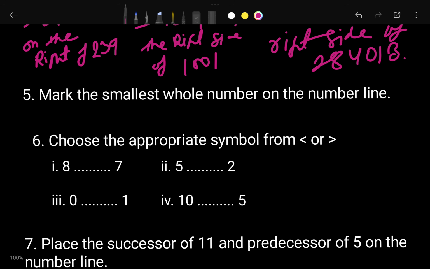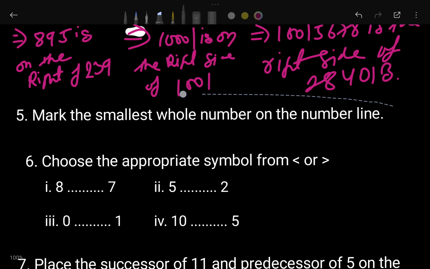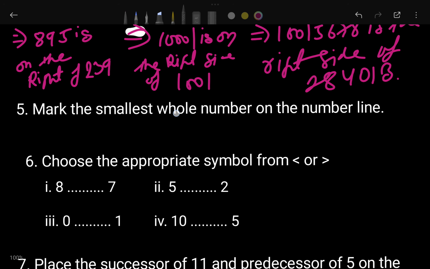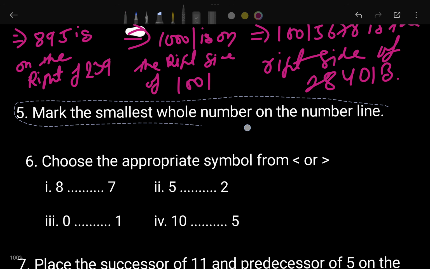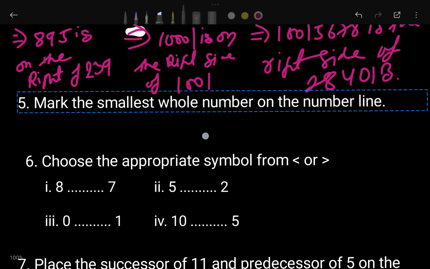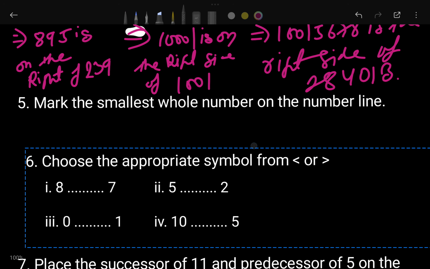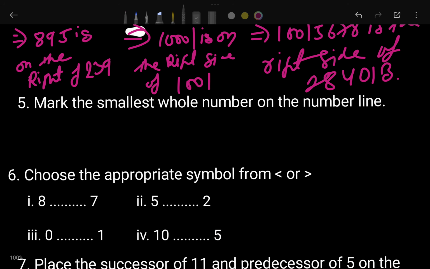Okay, now let's come to the fifth question. The fifth question looks very small. Mark the smallest whole number on the number line. Actually this is a very easy question. Now it is telling us to mark the smallest whole number. The smallest whole number is 0, and the greatest whole number we cannot say. So we have to represent the smallest whole number, 0, on the number line. So let's represent this one.